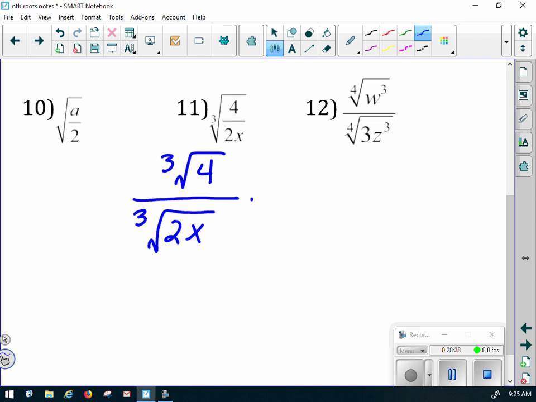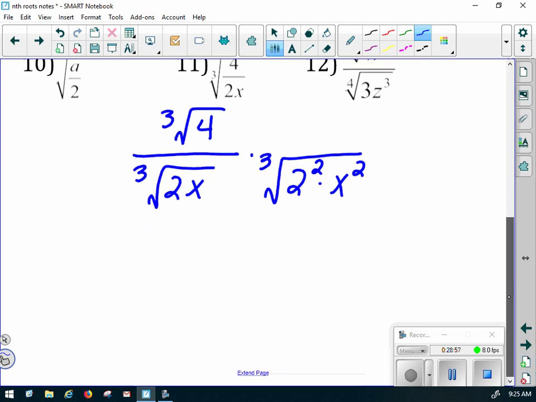I need to multiply the bottom by the cube root of 2 squared. Because what did I say? We've got 1, 2, we need 2 more. Very good. Well done. That's what we're going to multiply by. Here, let me raise it up.